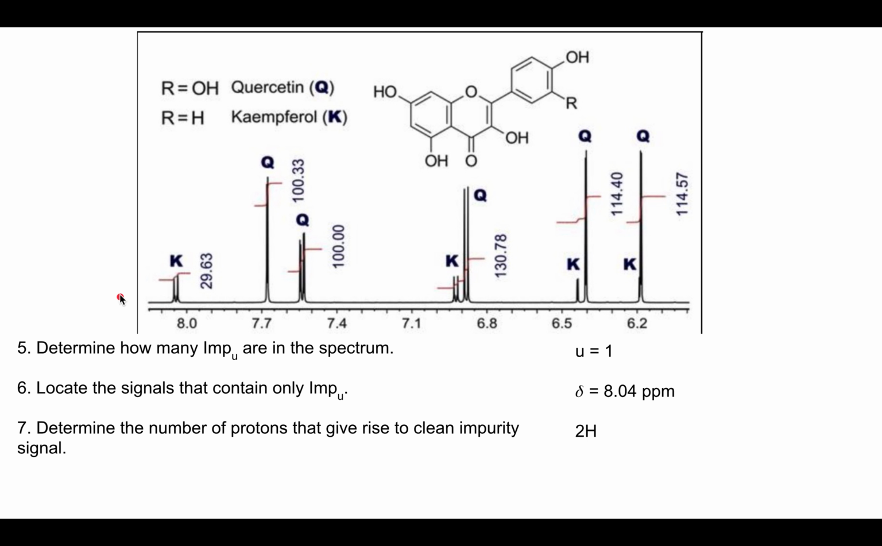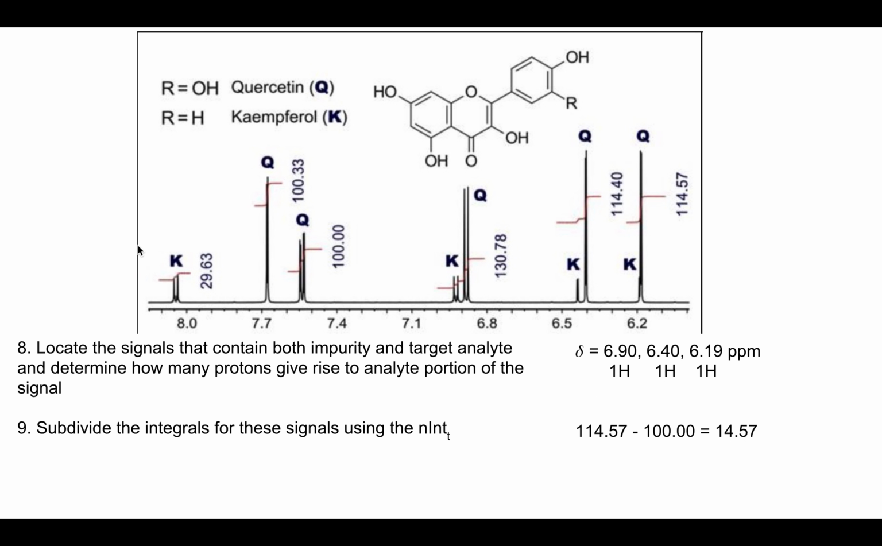Step 7 says to determine the number of protons that give rise to the clean impurity signal. And the number of protons that give rise to the signal at 8.04 ppm is 2 protons. Step 8 says to locate the signals that contain both impurity and target analyte and determine how many protons give rise to the analyte portion of the signal.